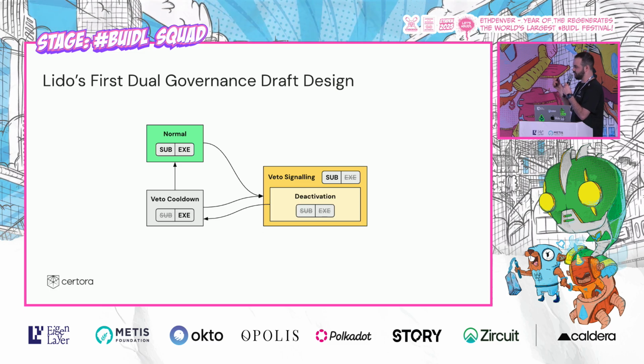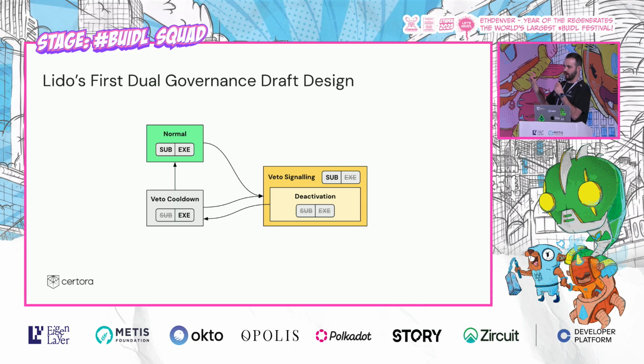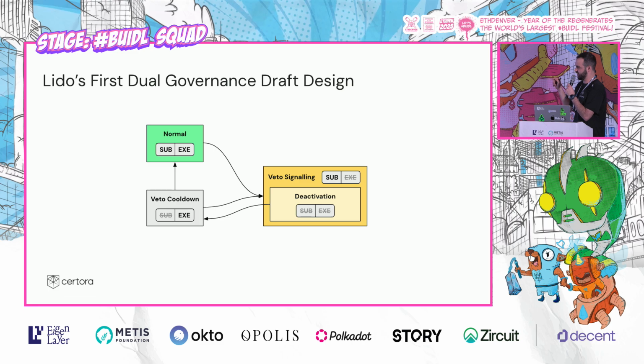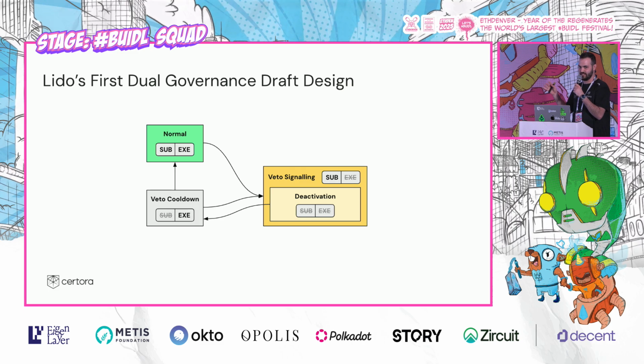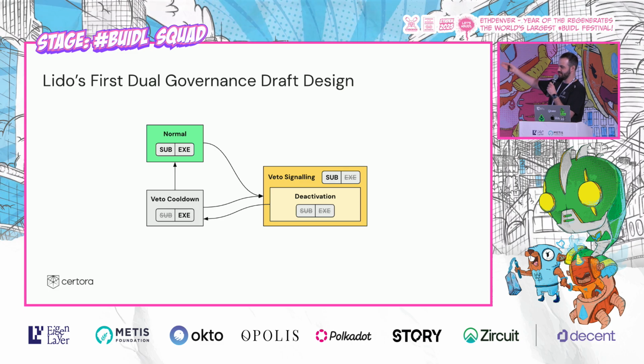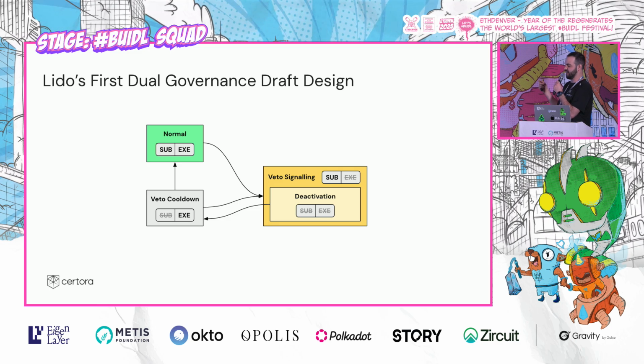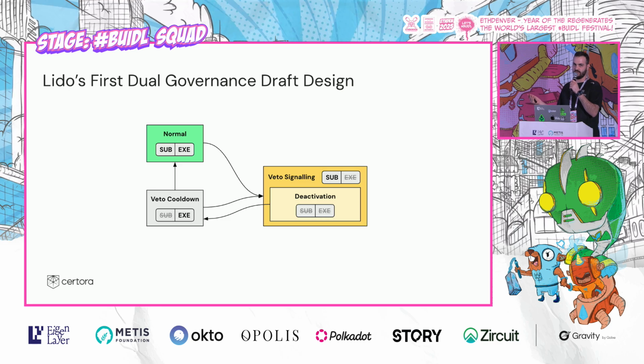The deactivation phase is a temporary phase, very short, 24 hours in length. We cannot submit and execute during that. I'm sure the non-execution part is very clear. Otherwise, the malicious DAO can just steal all of our funds, which is bad, of course. And the anti-submit part is there to allow the stakers to de-escalate the situation.